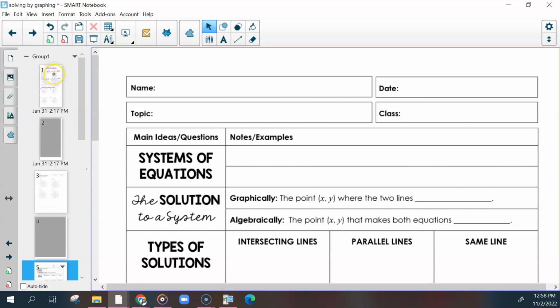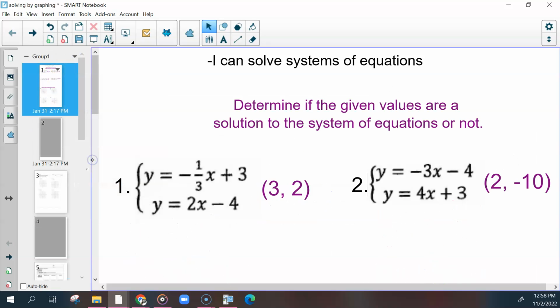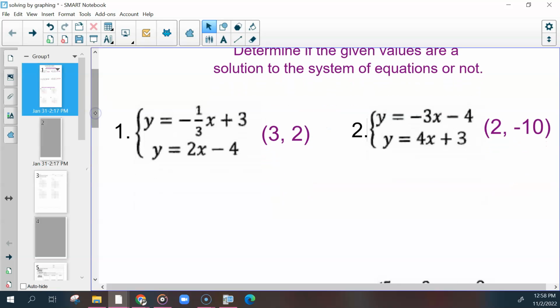So everyone should have notes that look like this. Previously, we've been talking about different types of linear equation solving. Now we're going to be talking about systems where there is more than one equation. So we're going to talk about the different ways to solve said equations. Before we jump into the how, we're going to talk about some other things.